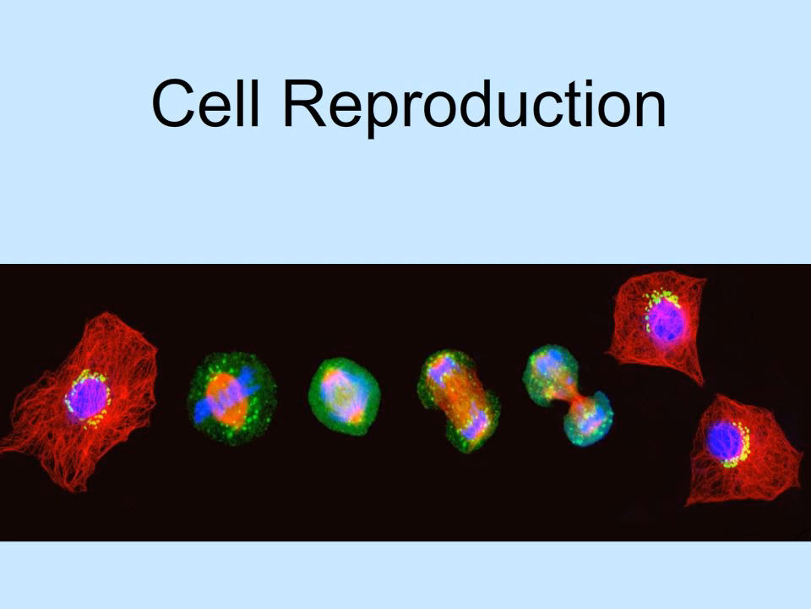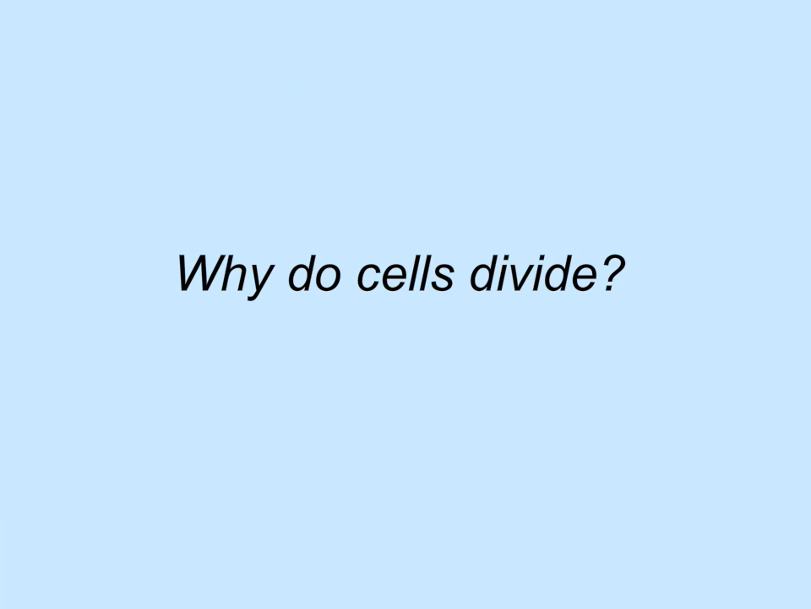For this lecture, we will investigate the cell cycle. This slide shows a series of micrographs of a cell undergoing division. Cellular division is a very important part of the cell cycle, and we will examine this process in detail. Cells divide to produce more cells, but what are the reasons for producing those additional cells?